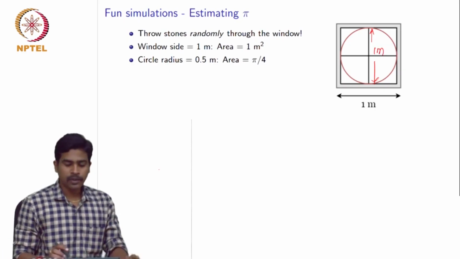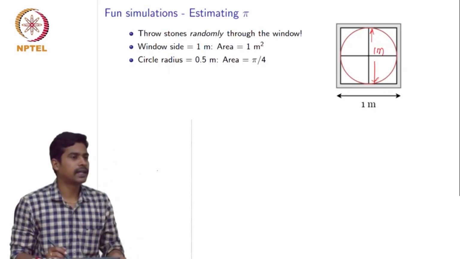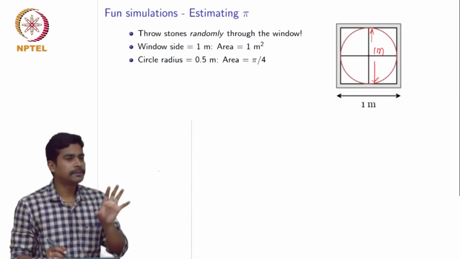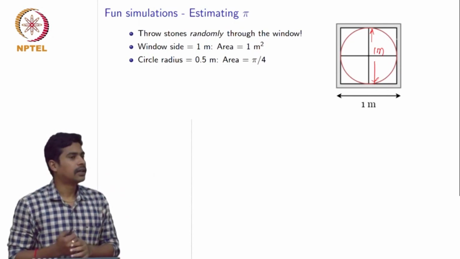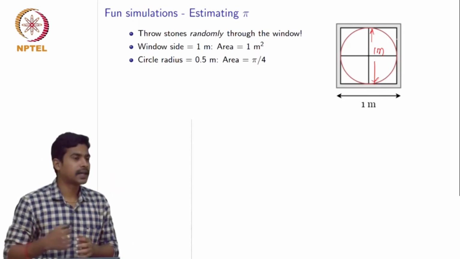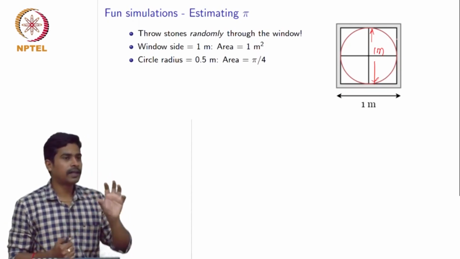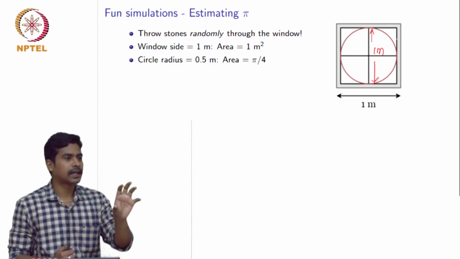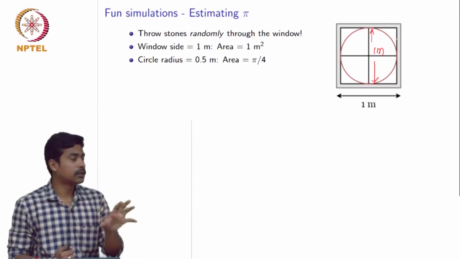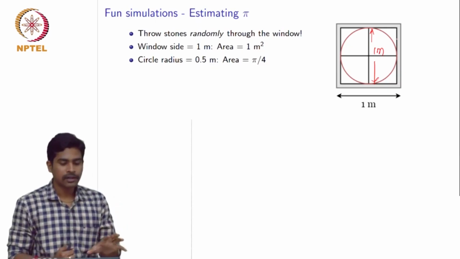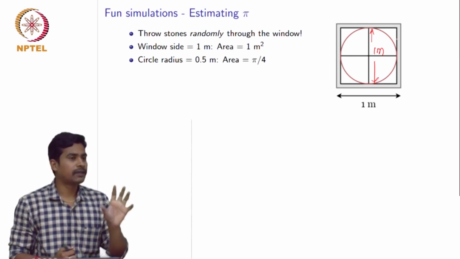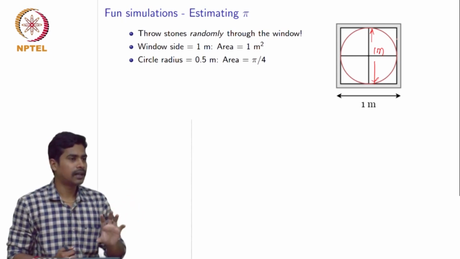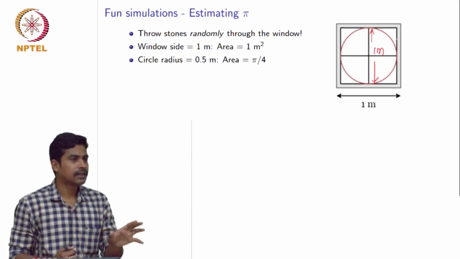Suppose you are throwing 100 stones inside that window, and you somehow can figure out how many stones are going through this imaginary circle. If you divide the number of stones that go inside the circle by the total number of stones thrown inside the window, that is going to roughly estimate the ratio of the area of the circle to the area of the rectangle. So am I clear?